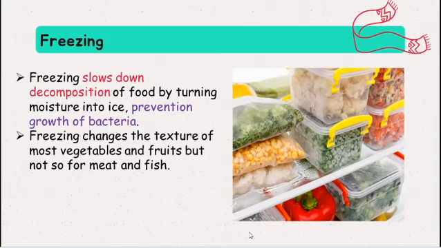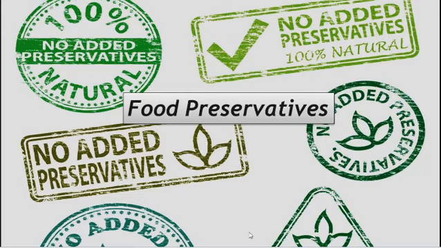Next one is freezing. Freezing slows down the decomposition of food by turning the moisture into ice. So the prevention of bacteria or microorganisms is done there by the freezing method. And in the freezing method, the texture of most vegetables and fruits or meat and fish may be changed due to the turning into ice, but it is very useful to stop the growth of bacteria.